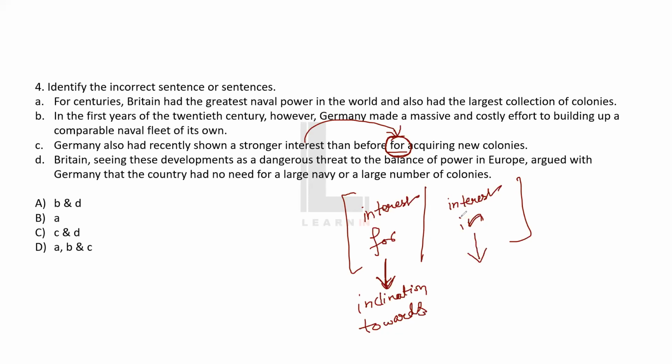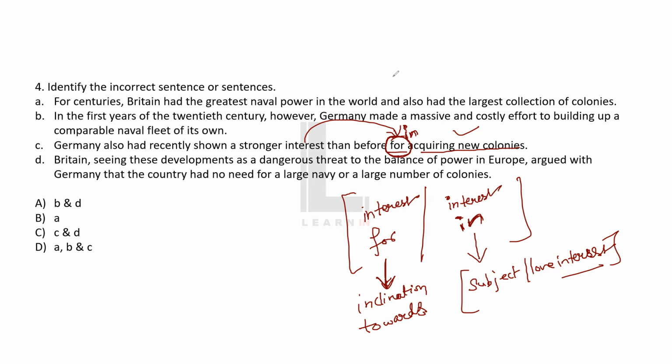Interest in, okay, interest in might mean a subject, right? A love interest. Fine. So these both are correct. Interest for acquiring or in acquiring. In acquiring new colonies. Interest in acquiring. Interest for acquiring new colonies. So they both have different meanings, right? Which one would be correct? For acquiring new colonies or in acquiring new colonies?